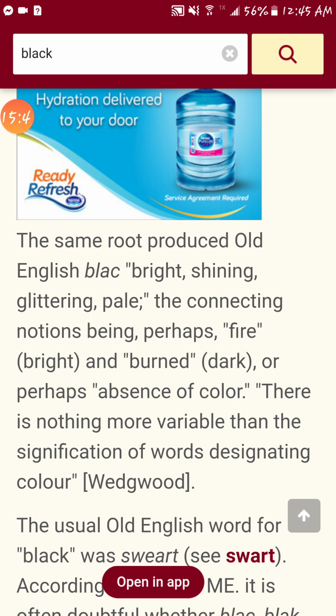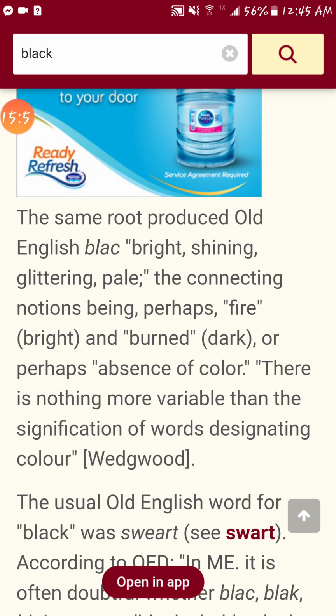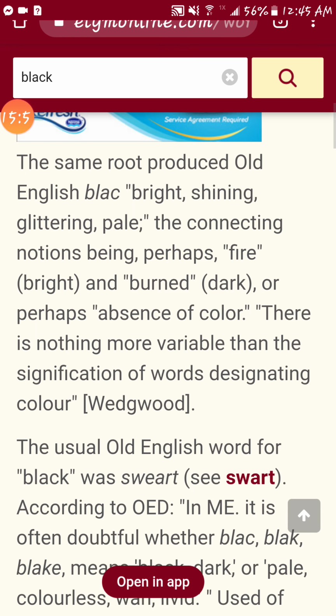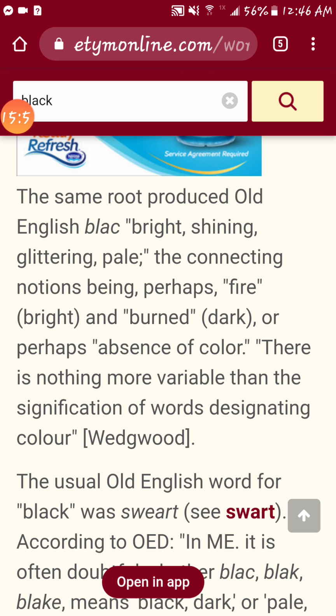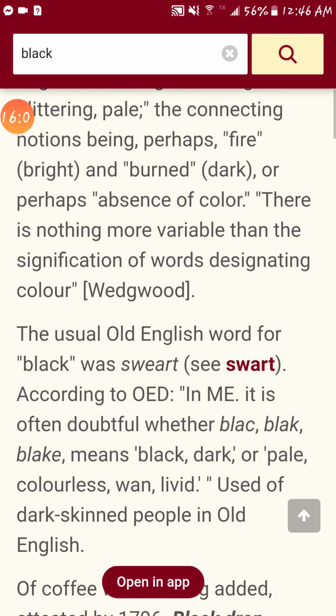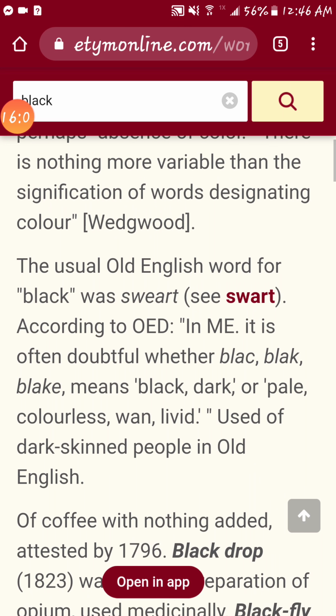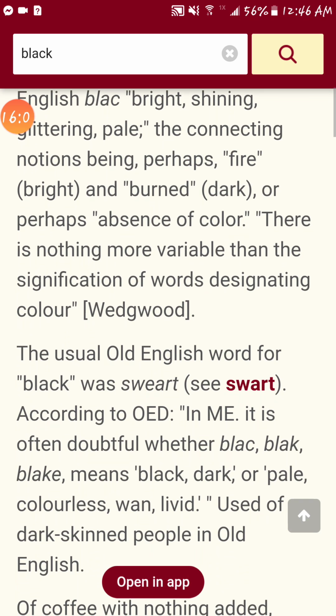Anyway, I'm just gonna show you how it changed from meaning pale to a dark-skinned person, which is not true, because as you can clearly read, it means bright, shining, glittering, pale. When you're black, you're calling yourself a pale-skinned person. Okay, I'm gonna let y'all read the rest of that on your own time, but you definitely should read that.